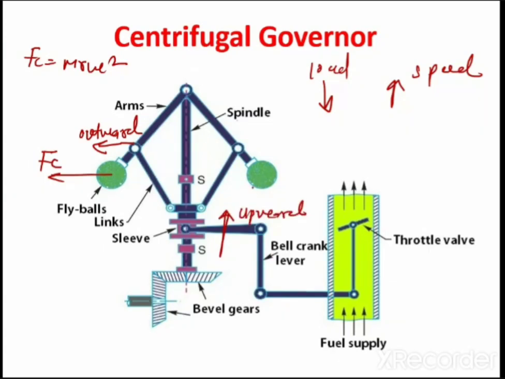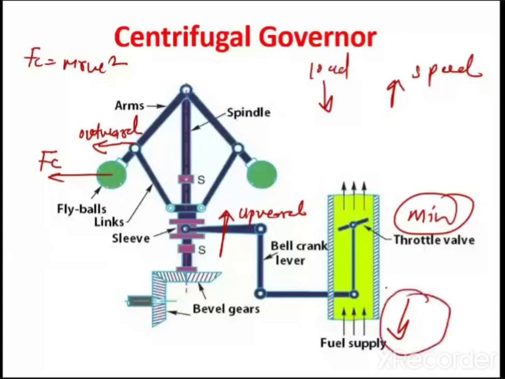When the sleeve moves upward, that will operate the bell crank lever. That will close the throttle valve, not completely, but it will bring the throttle valve to a minimum position. It means your throttle valve is now no more wide open. It decreases the fuel supply. So I hope it is clear to you now. This is nothing but the function of the centrifugal governor.